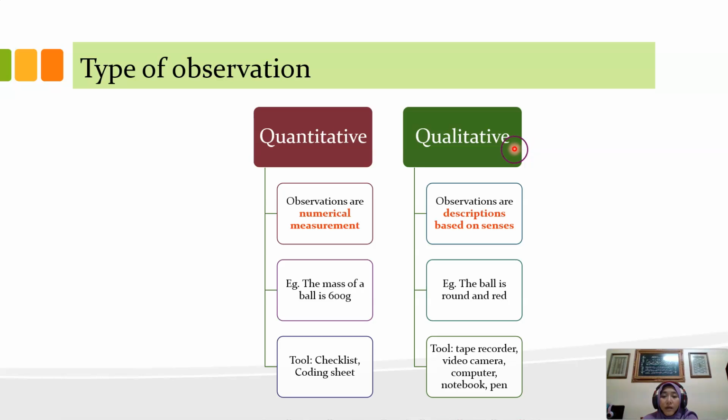And then you can also have qualitative observation, which uses descriptions based on senses, based on the justification of the researcher or the observer. For example, I want to observe a ball. You can say that the ball is round and red. So you will describe the features or characteristics of the ball. Tools that you can use are tape recorder, video camera, computer, notebook, pen, and so on.